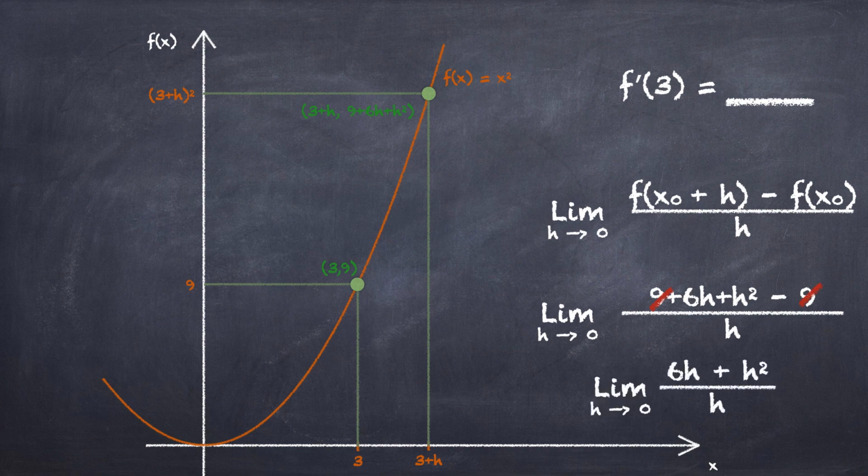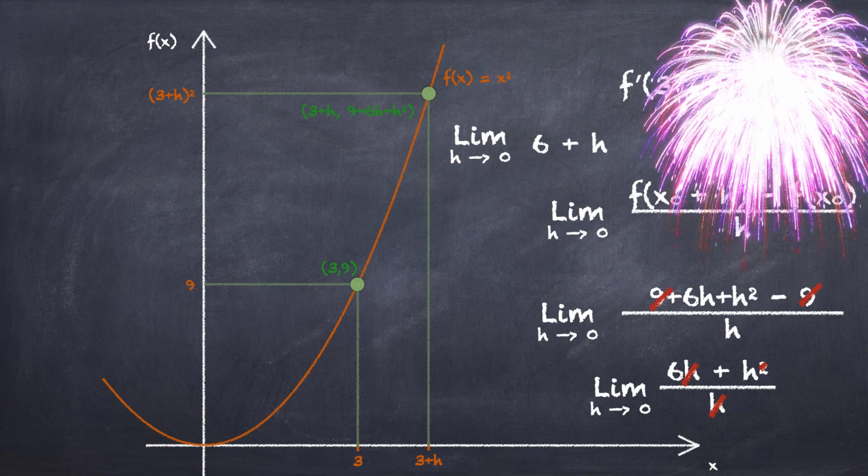Okay. Now, we can cancel the h's, right? There's an h right there, and there's an h right there. So we can cancel all those, and we're left with the limit as h approaches 0 of 6 plus h. To calculate this limit, we can just plug 0 in for the variable h, and we get f prime of 3 equals 6.